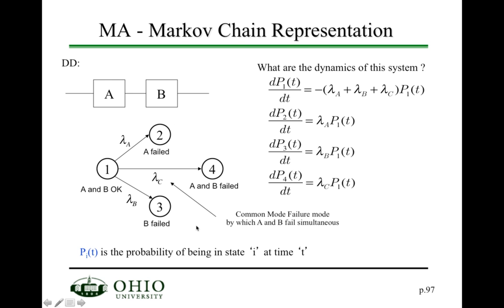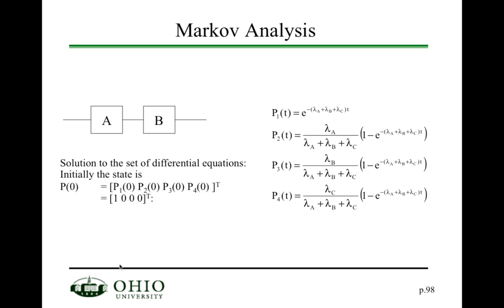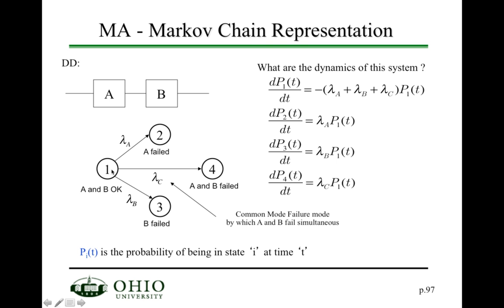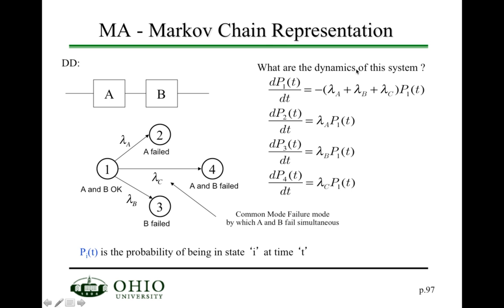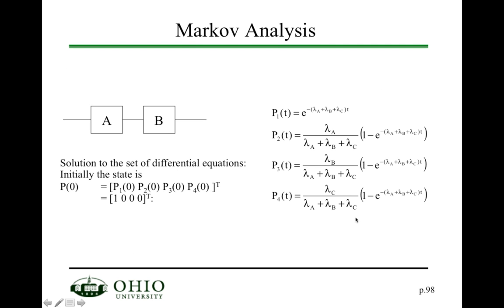If you give it an initial condition, for example, the system starts out in a working state, in state 1, you could solve this set of differential equations. It's very simple to realize that this first equation is just a first order differential equation, so that means that P1 is just going to be a negative exponential. Then you can plug P1 into these other equations and solve them very straightforwardly to get these expressions for the probabilities.